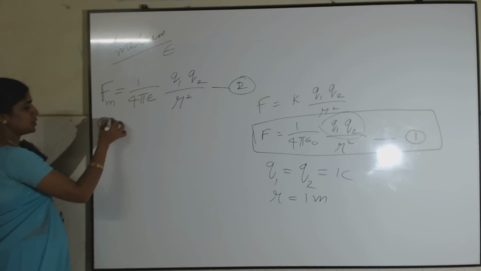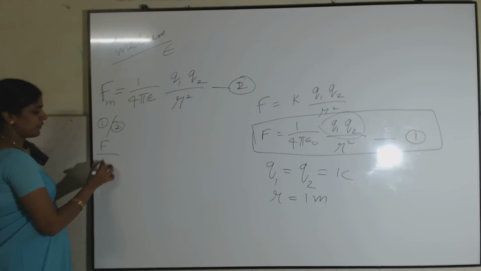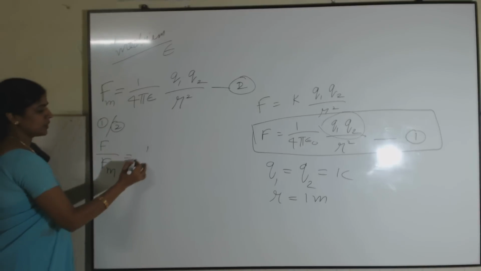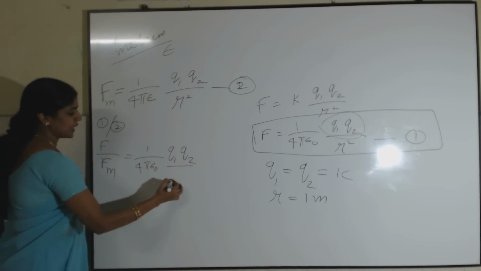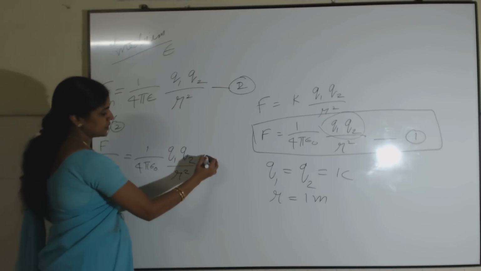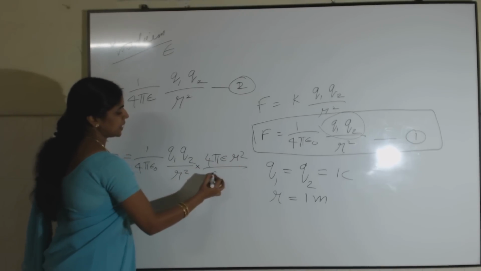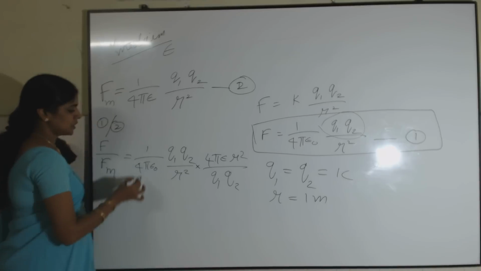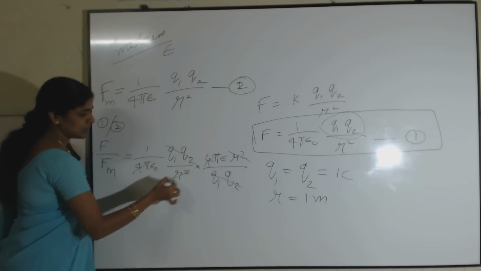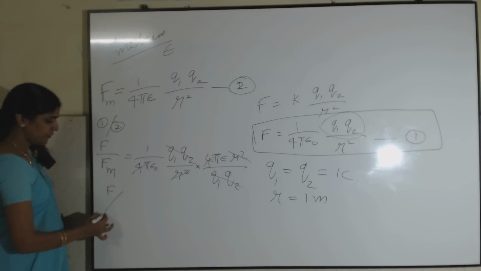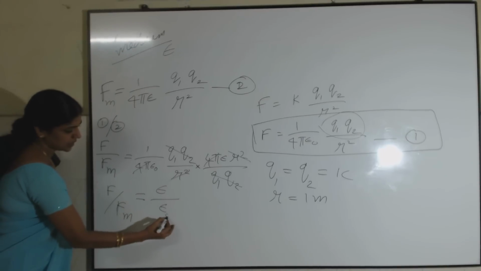Now divide equation 1 by equation 2. What happens? F by Fm equal to 1 by 4 pi epsilon naught Q1 Q2 by R square, into the reciprocal, 4 pi epsilon R square by Q1 Q2. So what gets cancelled? 4 pi, 4 pi. Q1 Q2, Q1 Q2. R square, R square. So what is the remaining? F by Fm is equal to epsilon by epsilon naught.